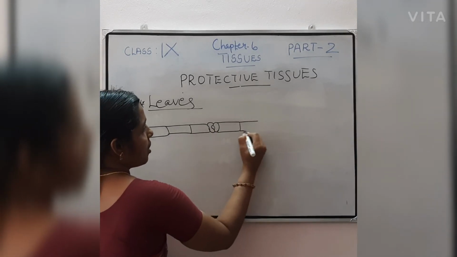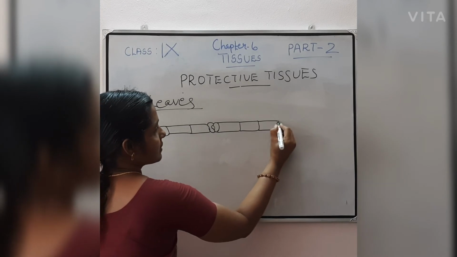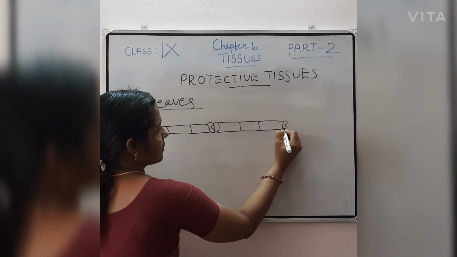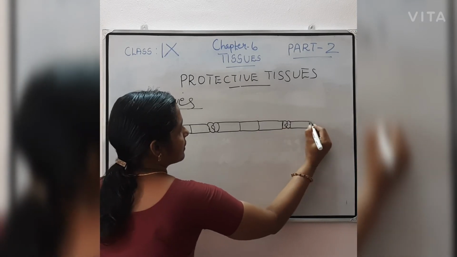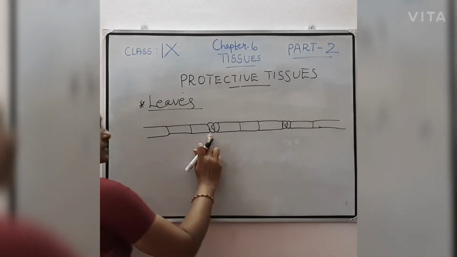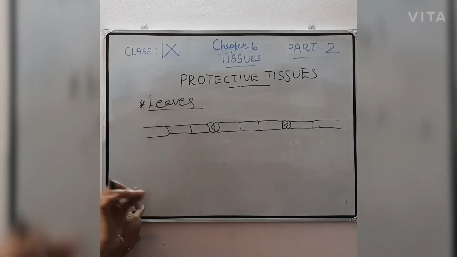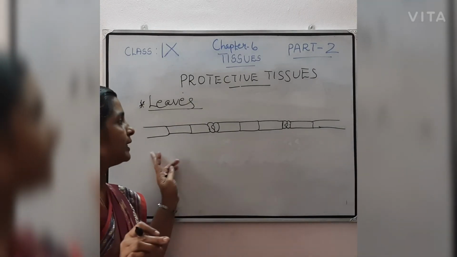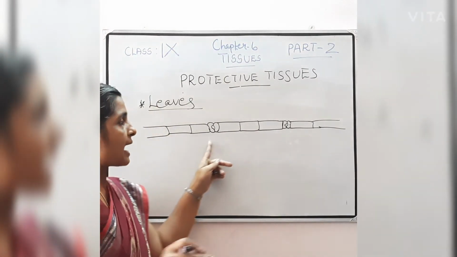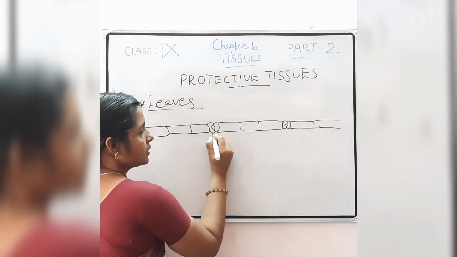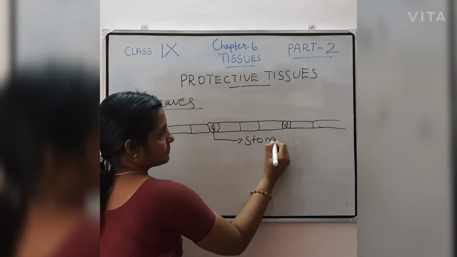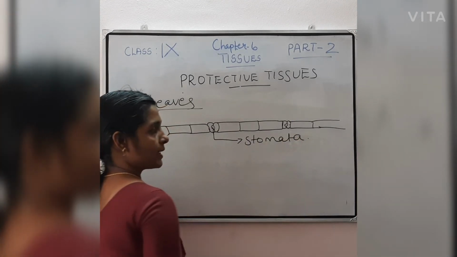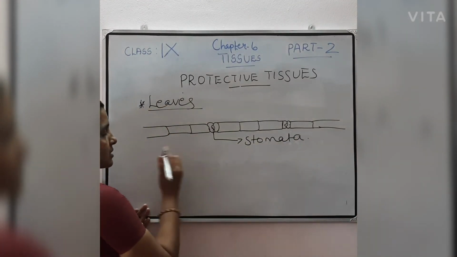Like this, small openings are present in these epidermal cells. Here and there many pores are present on the epidermal cells. And these pores are called what? These pores are called stomata. And you know the structure of stomata.